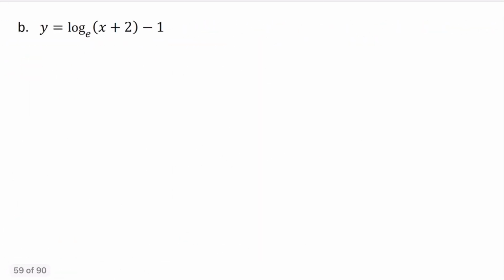Next one. Now we need to sketch log e of x plus 2, minus 1. It's actually going to be very similar to the one that we just did, so if you'd like, pause the video and give this one a shot. Here I can see the whole graph has moved 2 to the left, which means my asymptote is going to be at x equals negative 2, and also the graph has moved 1 downwards, which doesn't really have any kind of overall effect. So we can start to sketch this.